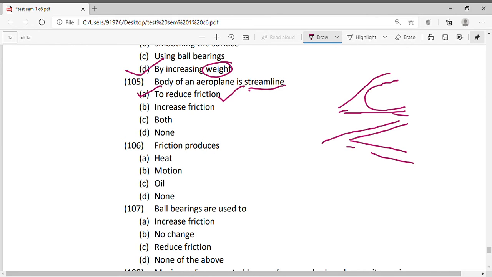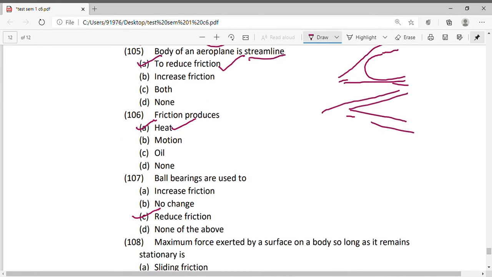Friction produces heat. Whenever you rub your palm, that means you're creating friction. In that case, it heats up. So friction produces heat. Ball bearings are used to reduce friction. So ball bearings we use to reduce friction.